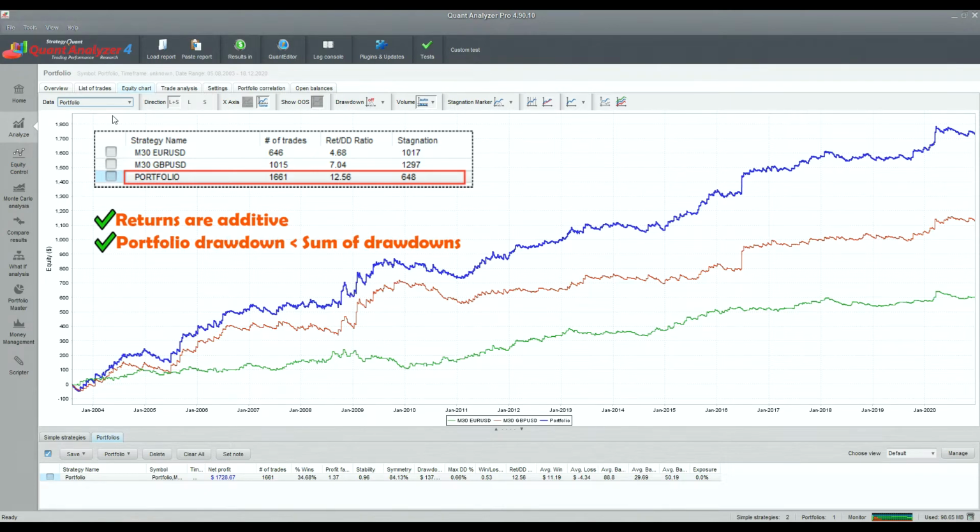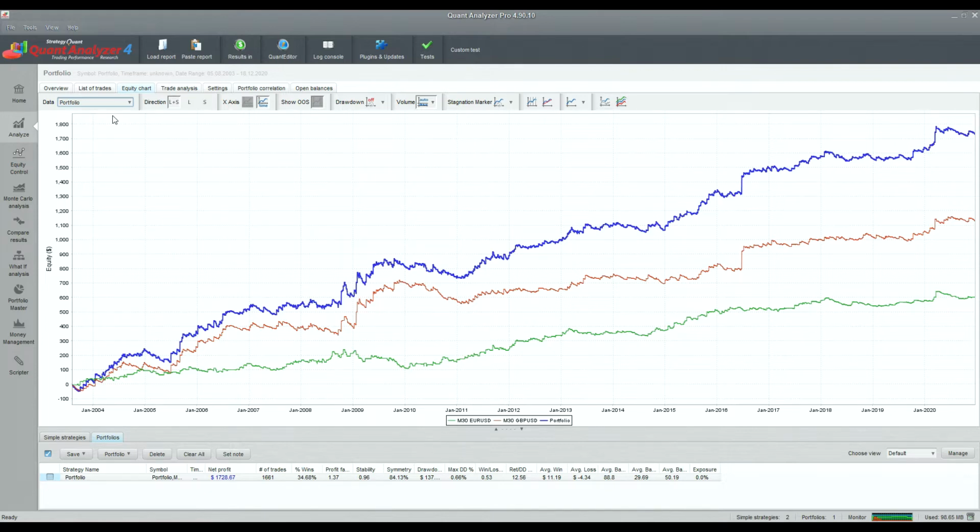The net result is that trading a diversified portfolio gives you much higher risk-adjusted returns than trading any strategy in isolation. This reduction in stagnation for your portfolio can be a big deal, especially if you trade for income. The pound-dollar strategy, in isolation, had a dreadful 1300-day stagnation, but thanks to the euro-dollar performing well during that period, the overall portfolio stagnation dropped to only 650 days.